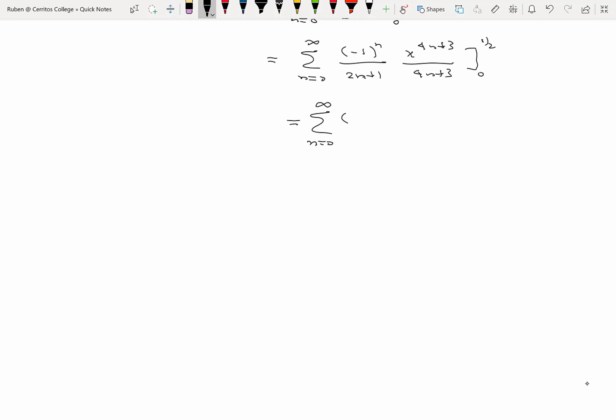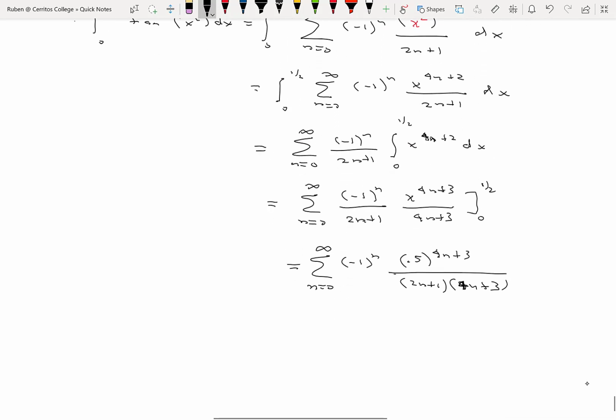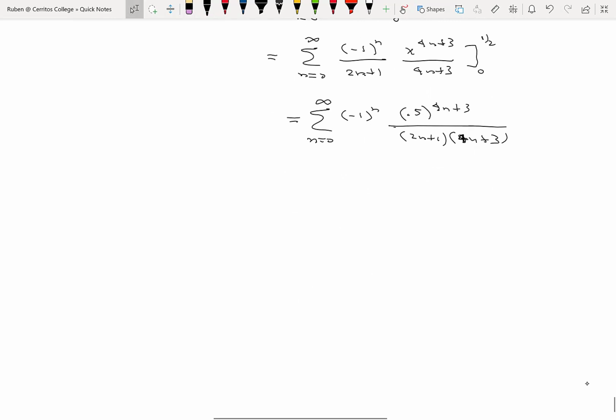This is an alternating series. Negative 1 to the n. Substitute x equals 1/2: 0.5 to the 4n plus 3, over 2n plus 1, times 4n plus 3. Look at that complicated series. That complicated series is the value of my integral.